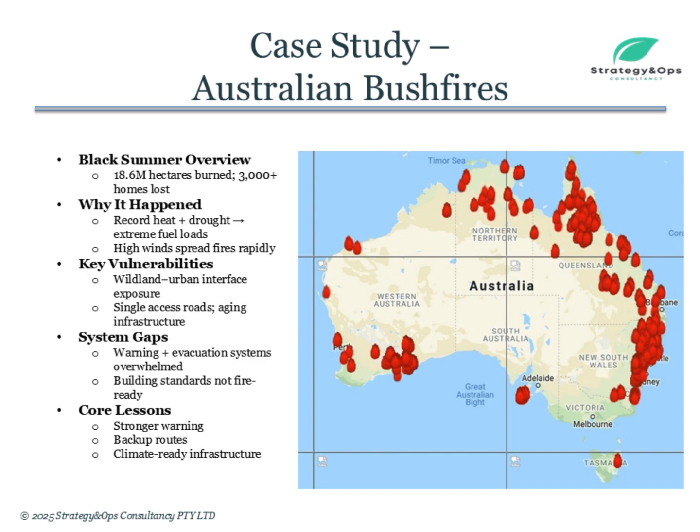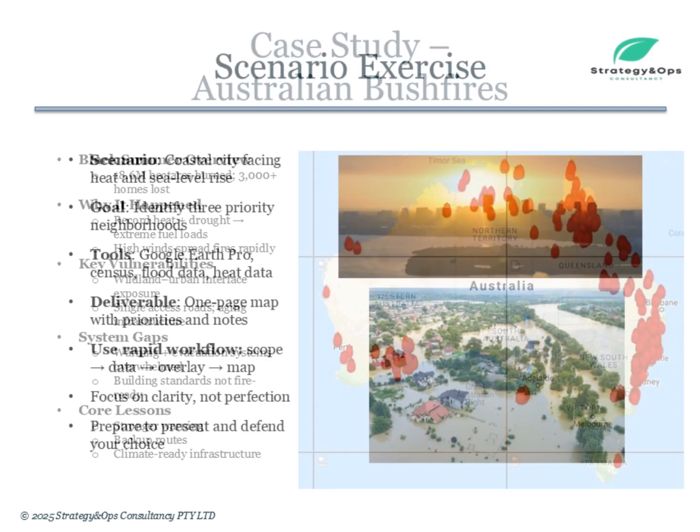The lessons are clear. We need stronger early warning systems designed for compound extremes. We need backup evacuation routes for at-risk communities. We need infrastructure and building standards that match future climate conditions, not past averages. And we need vegetation management strategies that reduce risk while supporting ecosystem health. The scale of the fires highlighted major resilience gaps in land management, emergency response, and infrastructure protection.